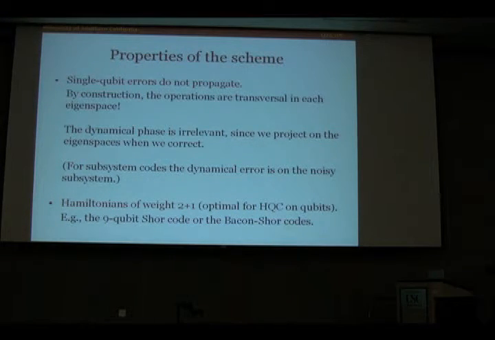I would also like to point out that we see there are cases for which we can do this with Hamiltonians of weights 2 or 3 for the case of 2-qubit transformations. We need a 3-qubit Hamiltonian, at least. And this is actually the optimal way for universal computation on a system of qubits. By weight, I mean the Hamiltonian acts non-trivially on at least 3 qubits.